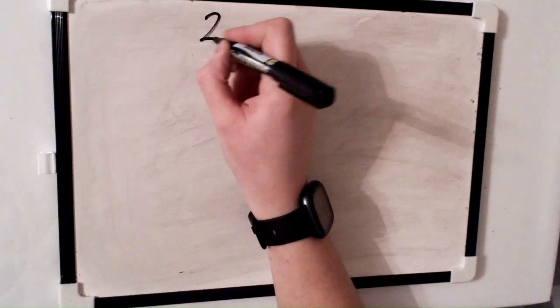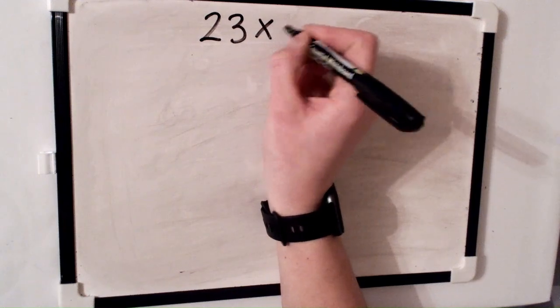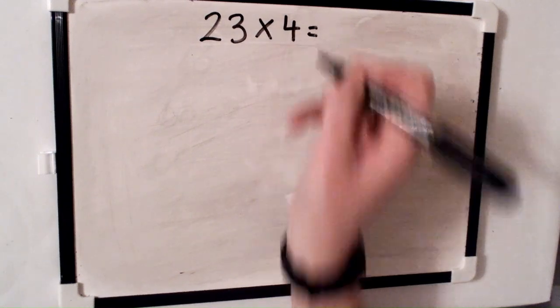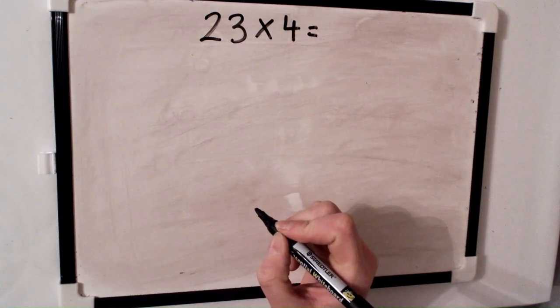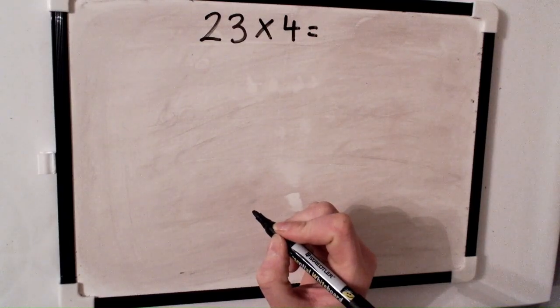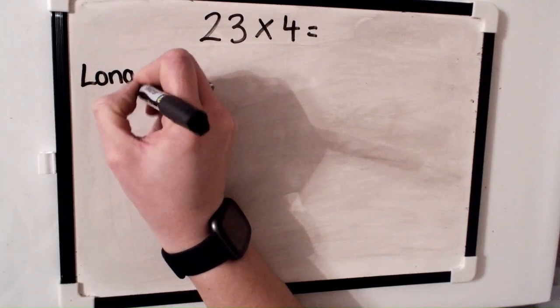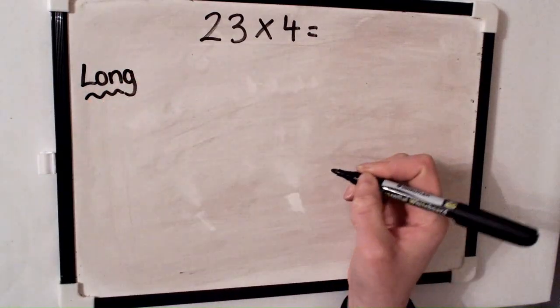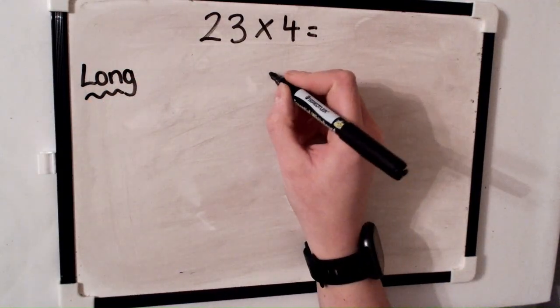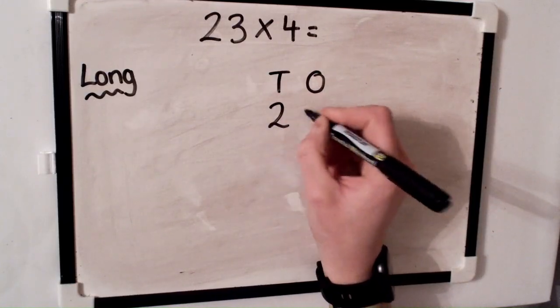Finally, I'll move on to the abstract stage, where we use numbers and symbols rather than equipment and drawings or representations. We can do this in two ways: we can use long multiplication and short multiplication. I'm going to show you both. For long multiplication, I write my calculation, 23 times 4. We still have 4 equal groups of 23.